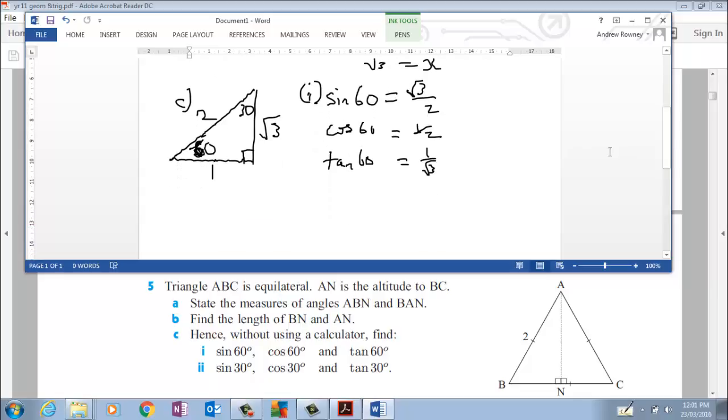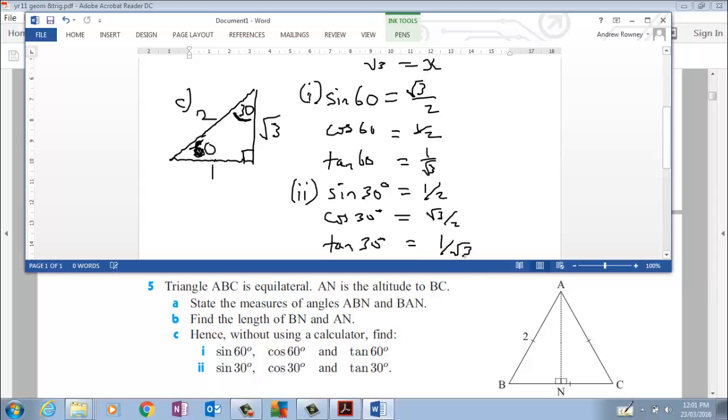And then in part 2, we can do the 30 degrees. So sine of 30, this time we're using this angle up here. This time the opposite is 1, so it's opposite over hypotenuse, so that's a half. Cos of 30 equals adjacent over hypotenuse, which is root 3 over 2. And tan 30 equals opposite over adjacent, which is 1 over root 3.